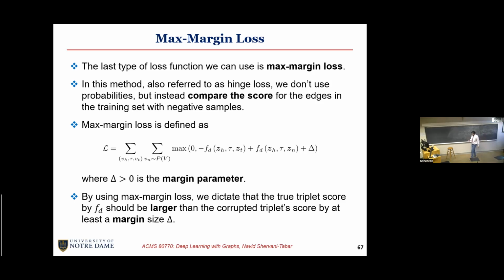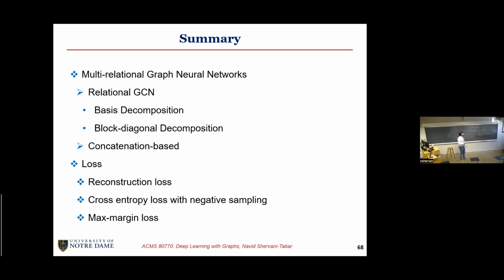All right, so three types of losses. Let's go over a summary of what we have covered today. Today we talked about multi-relational graph neural networks. There were two types of implementations that we discussed.